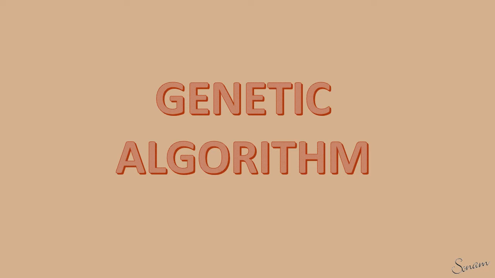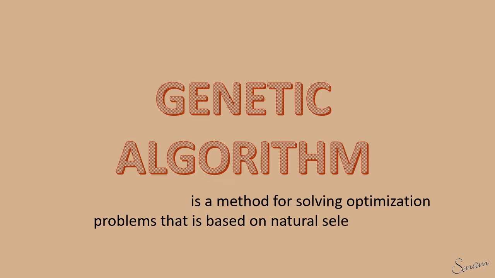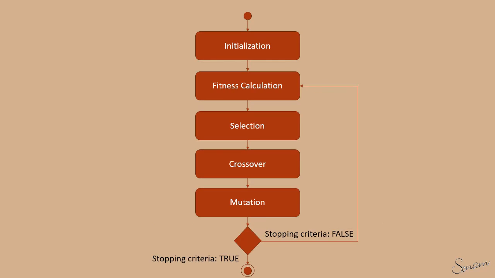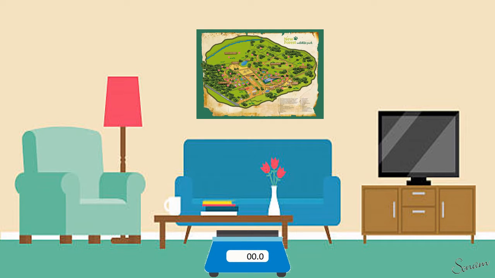To formalize our definition of a genetic algorithm, we can say that it is a method for solving optimization problems that is based on natural selection, the process that drives biological evolution. Here is a summary of the processes involved in genetic algorithm. To make things easier, let us understand it by the famous knapsack problem.